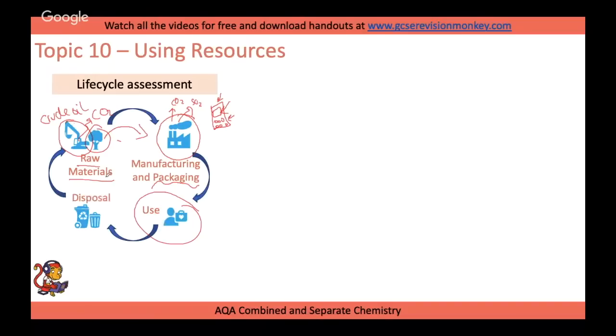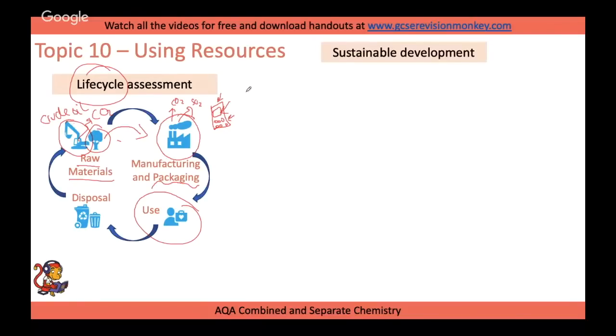And finally, at the end of the life cycle of the product, how are you going to get rid of it? Is it going to fill up landfill? Has it got toxic chemicals in it which need to be disposed of carefully? Or can you recycle it? So all of this process is showing the effect on the environment of that single product.